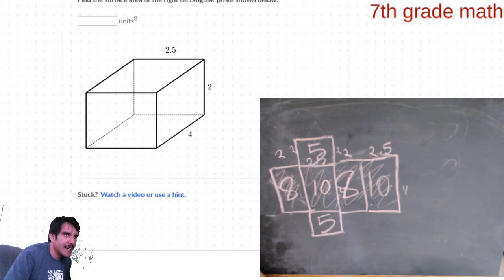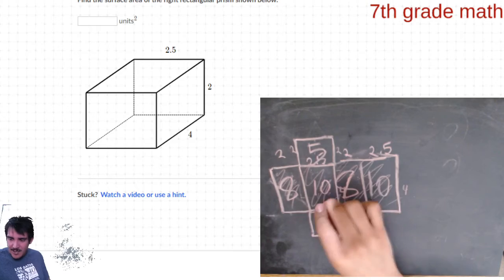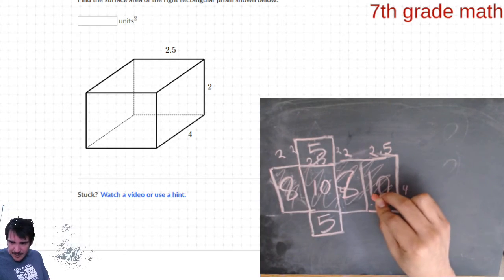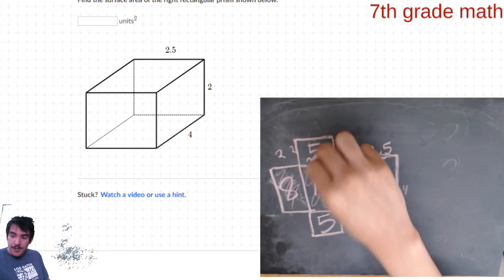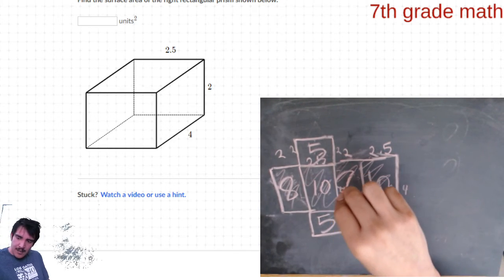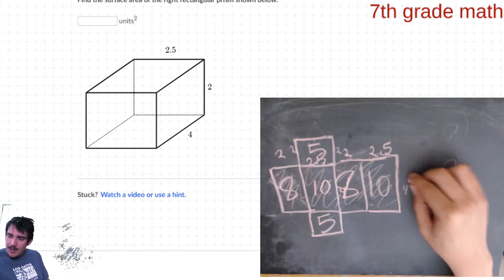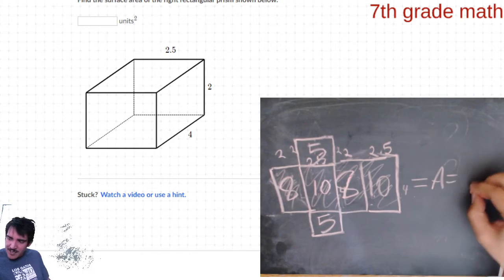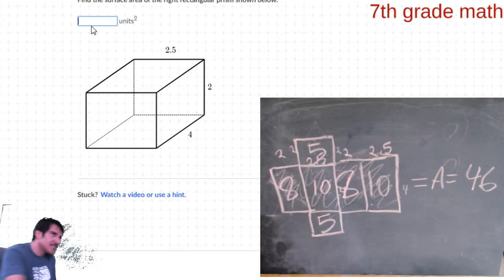So if you find the area of each individual face, you will get something like this. And now we have to add together all the areas. I'm going to start with the easy ones. 10 plus 10, that's 20. Plus 5, that's 30. 30 plus 8 is 38. And 38 plus this final 8 right here is 46, I believe. Square units. Okay, area equals 46 square units.